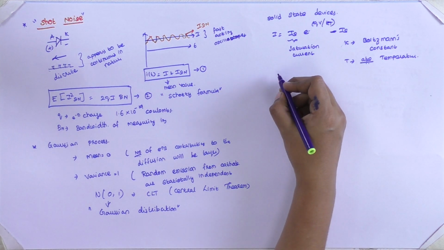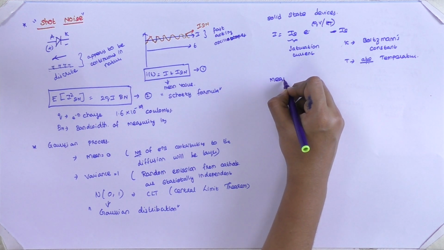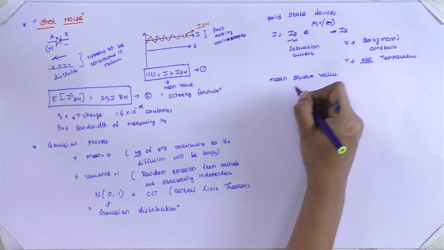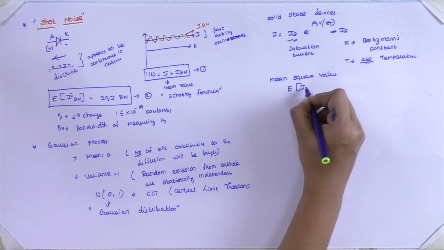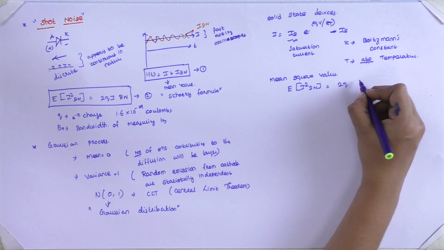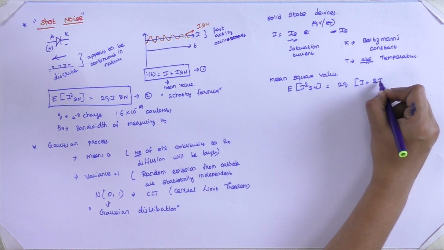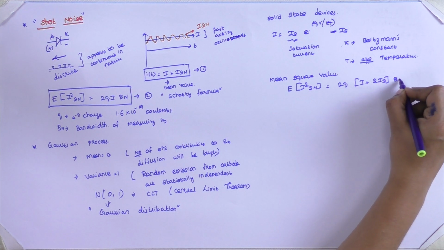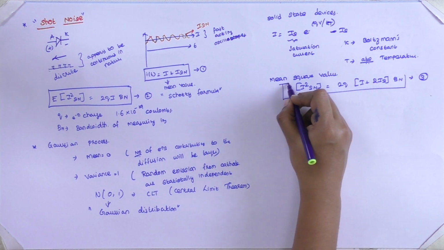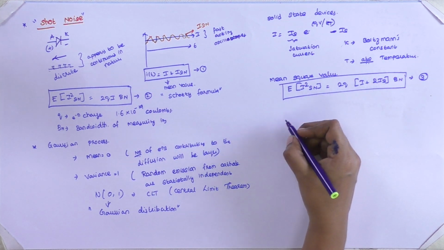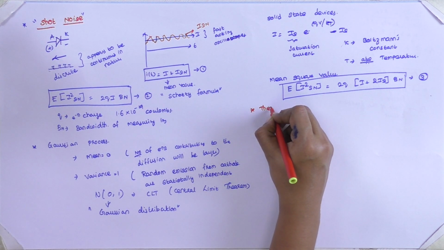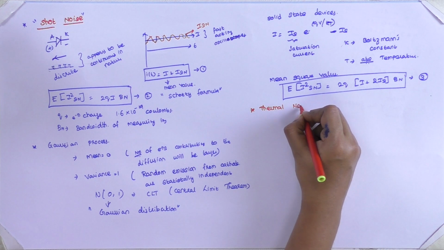Therefore, what will be the mean square value then? Mean square value is given by the expectation of I_SN squared, same as in vacuum diodes. Therefore, 2q times I plus twice I_s, into B_N. So, this is yet another formula for shot noise. Now, we are going to see the noise calculations for thermal noise.